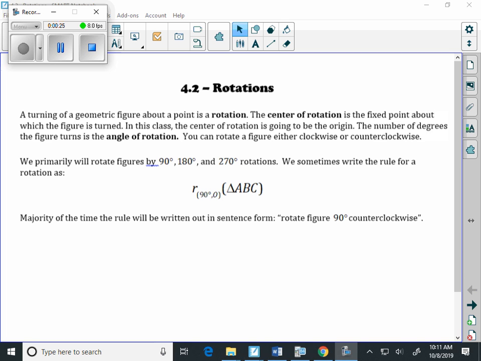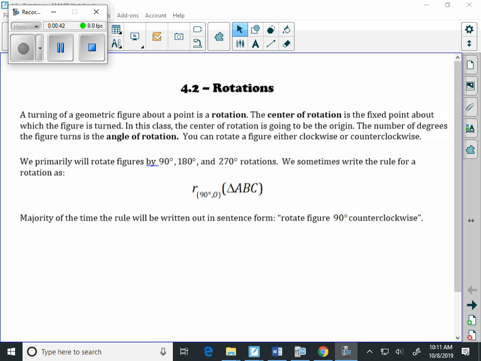The number of degrees that the figure turns is called the angle of rotation, and we can rotate a figure either clockwise or counterclockwise. And primarily we rotate the figures by 90 degrees, 180 degrees, or 270 degrees.